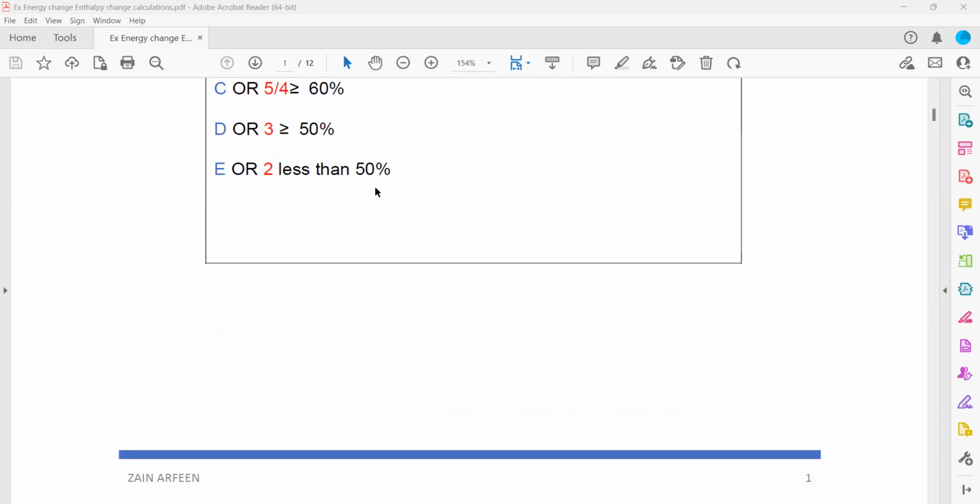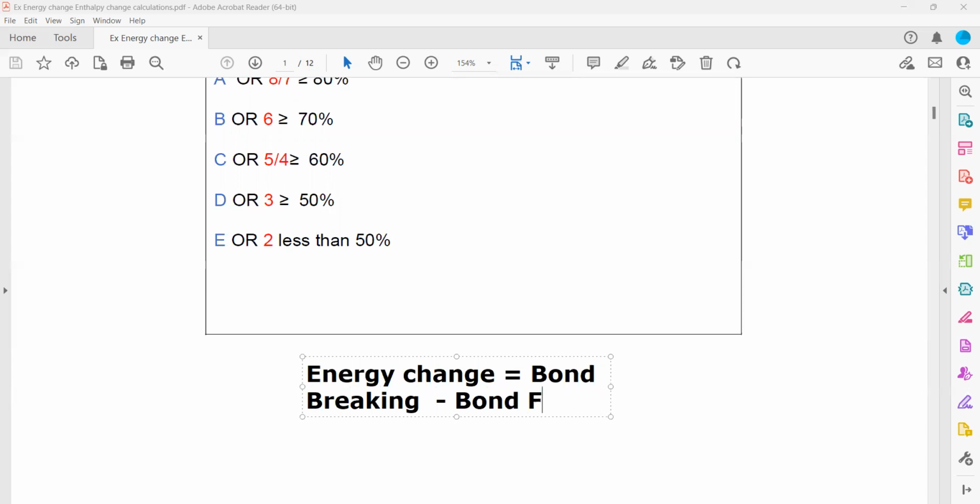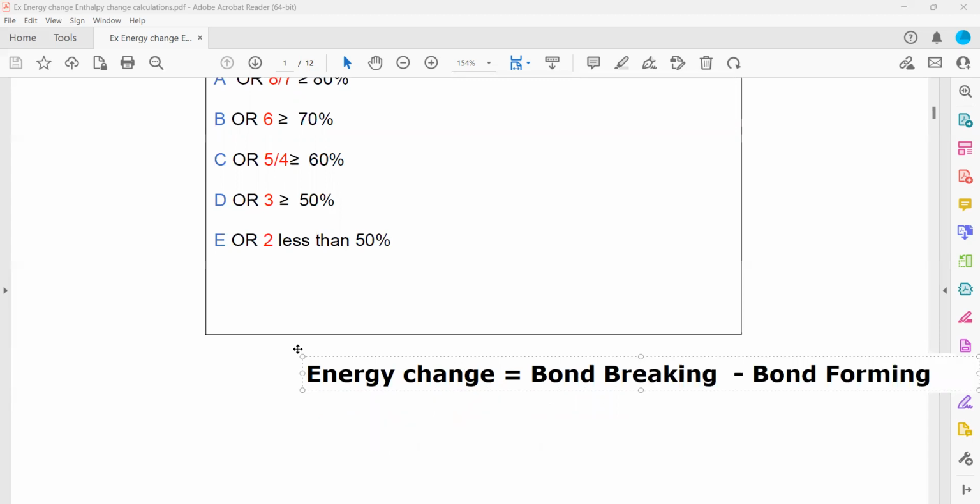And remember one thing, just recall the idea that whenever a chemical reaction occurs, we calculate the energy change or enthalpy change. And how can energy change or enthalpy change be calculated? It is the bond breaking, which is the reactant side, minus the bond forming, which is the product side. So bond breaking minus bond forming will give us enthalpy change or energy change.